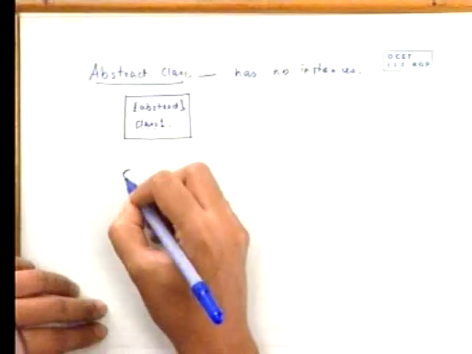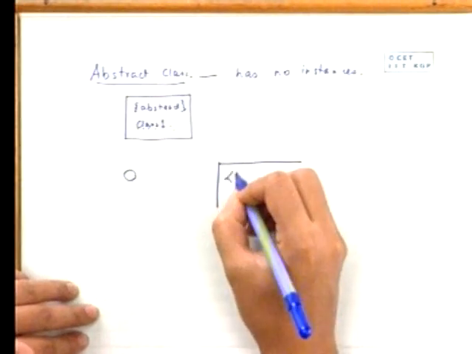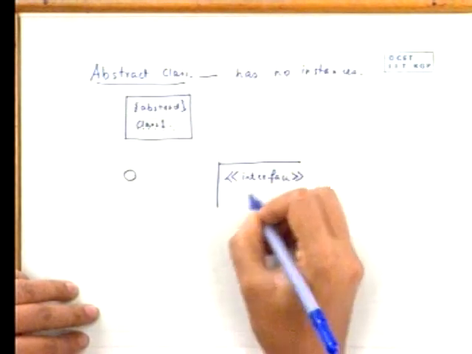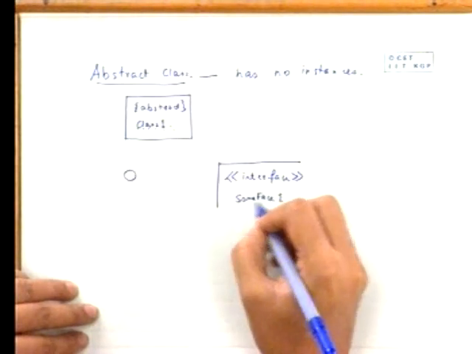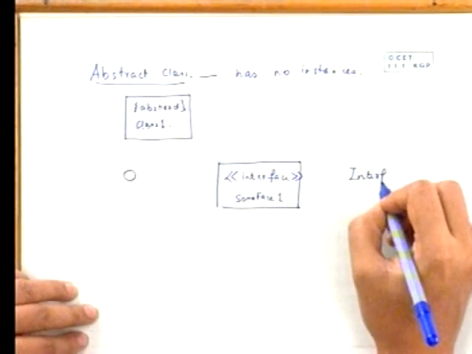We have already seen that an interface is represented as a circle. An interface can also be represented as a rectangle with the stereotype interface written. So interfaces only have operations specified on them. There are no methods. An interface is actually a collection of operations or services that a class or a component may provide.